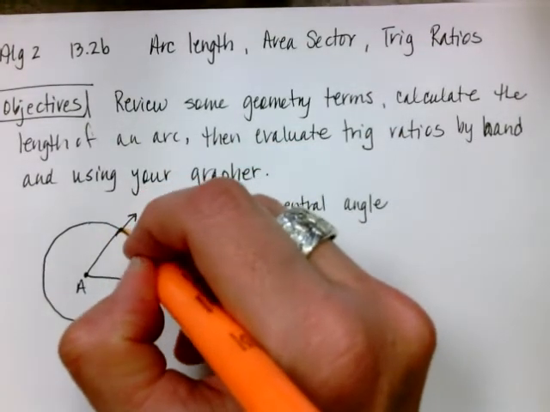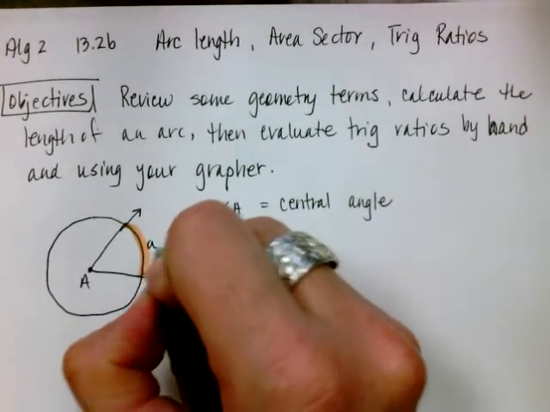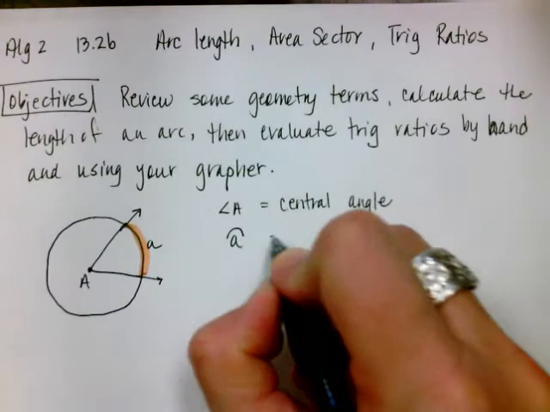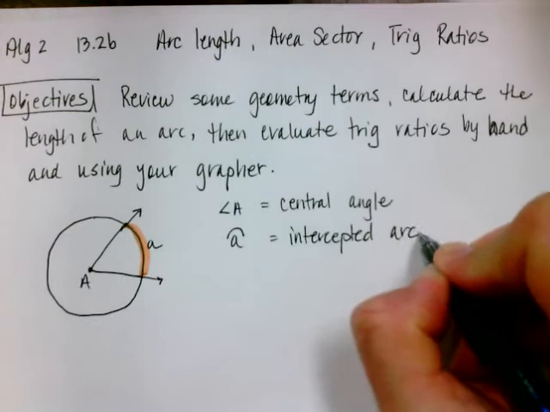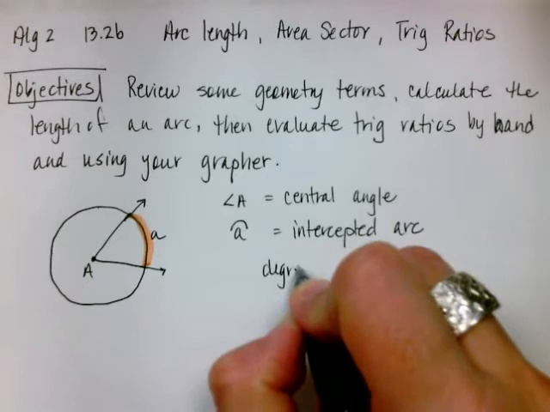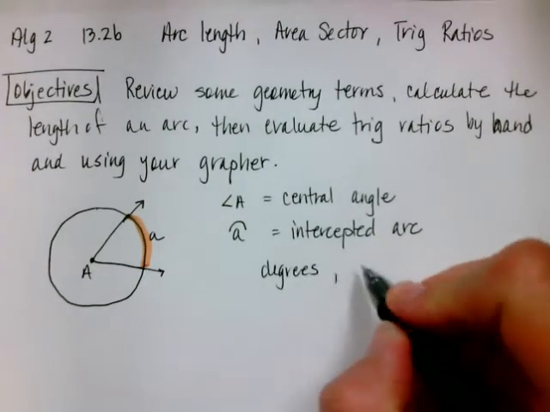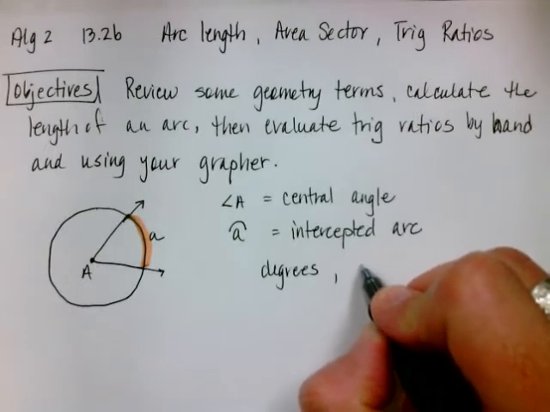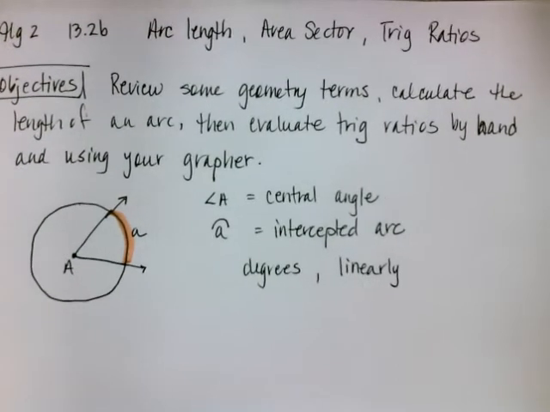That angle intercepts an arc, okay? So we'll call that arc A. So that is the intercepted arc. There's two different ways to measure an arc. I can measure an arc in degrees, which is what you did in geometry. I can also measure an arc linearly. That's a weird word. I can measure it linearly, which means if I took my little chunk of an arc and stretched it out, then I could measure it with a ruler.